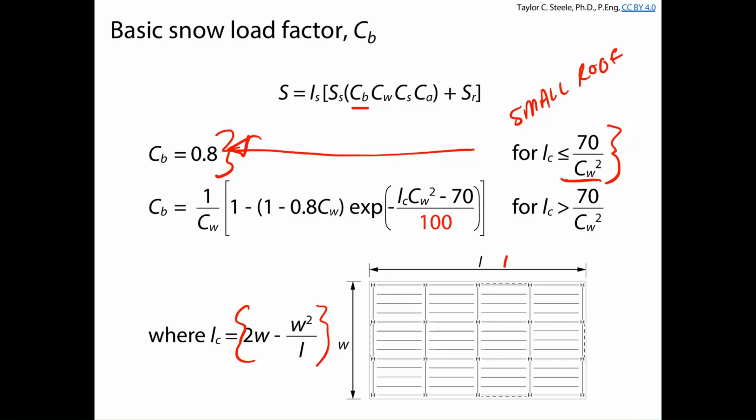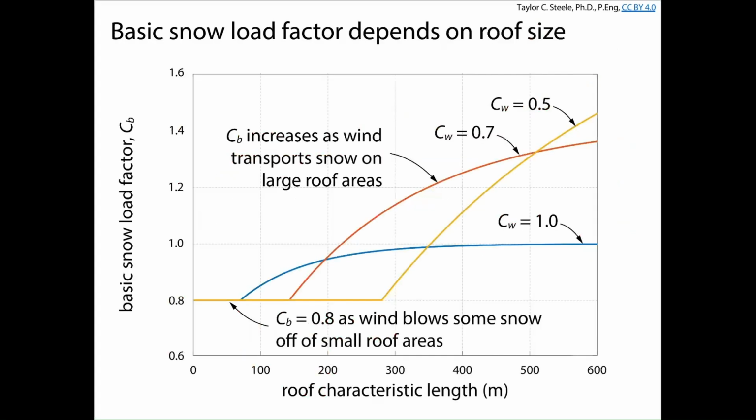And for large roofs, our CB factor starts to get a little bit bigger. So what that looks like here, small roofs tend to be in this range, and we're going to talk about wind exposure in a second. But for a wind exposure of 1, which would be typical for most structures, this is basically LC equal to 70, right? So LC is 70 divided by 1 squared.